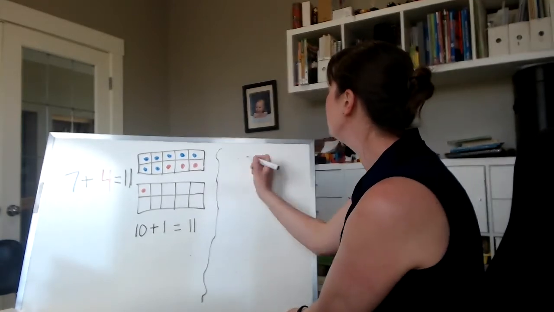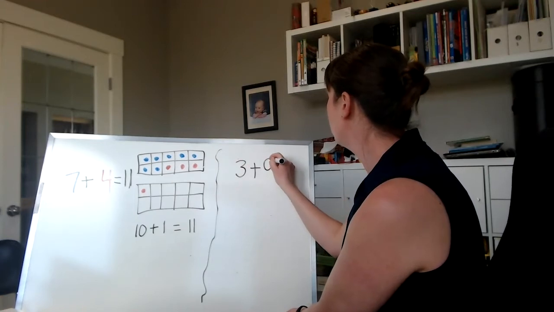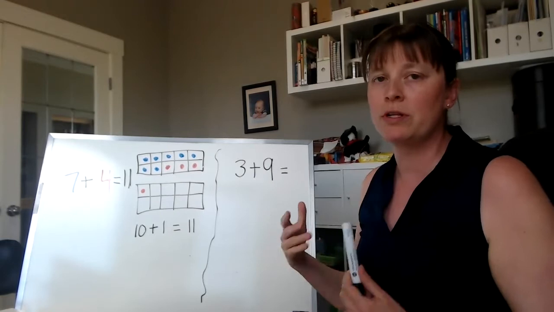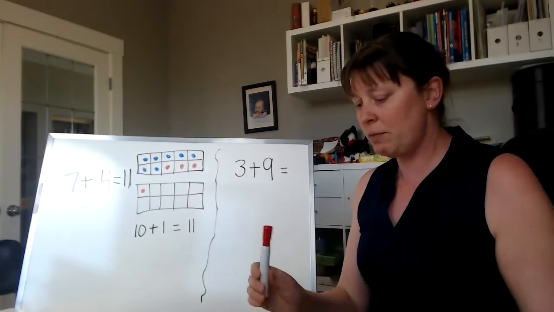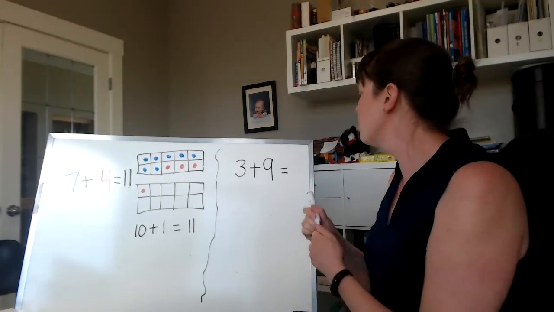All right, let's do 3 plus 9. All right, when we're doing breaking into 10, we always want to start with the biggest number. So is my bigger number 3 or is it 9? It's 9. So we're starting with 9.